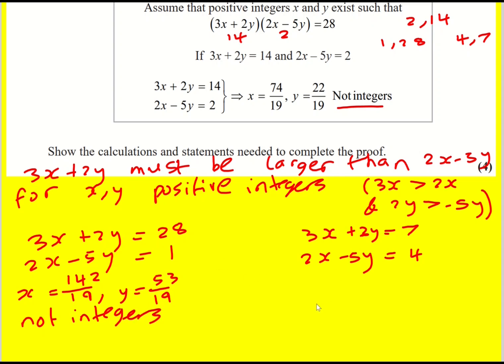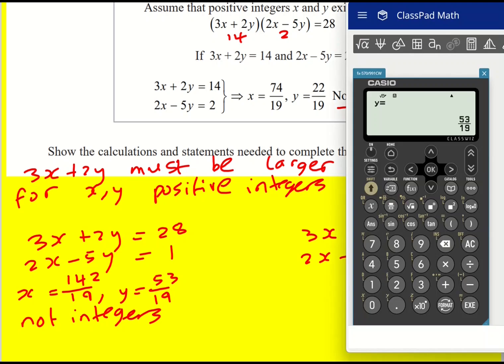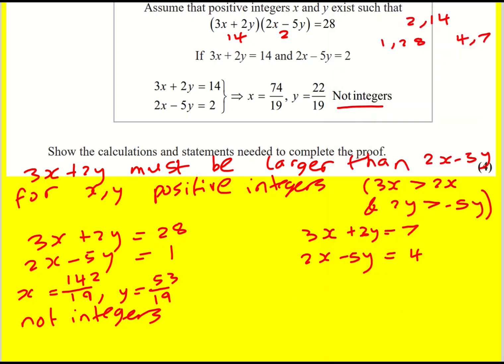So if we can show these are not integers, that is it. If you press equals, it'll take you back to the original equation. So we only have to modify that right-hand side where we had 7 and then 4. So this gives 43 over 19 and 2 over 19.